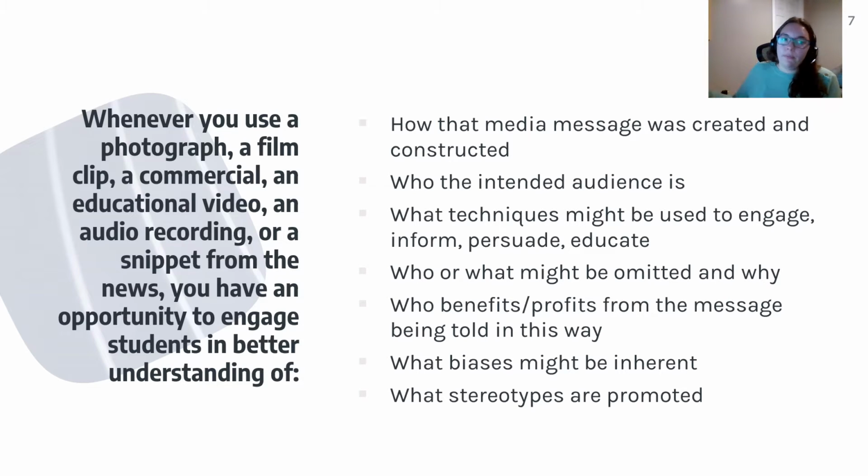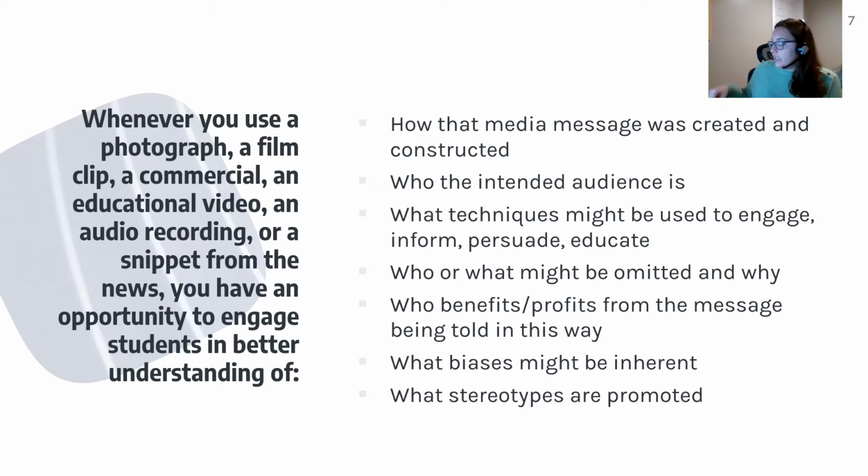Not all of them, not all the time you will have to include it, but see which ones will be good for students to answer about that particular piece of media: how that media message was created and constructed, who the intended audience is, what techniques might be used to engage, inform, persuade, or educate, who or what might be omitted and why, and who benefits or profits from the message being told in this way, what biases might be inherent, and what stereotypes are promoted.